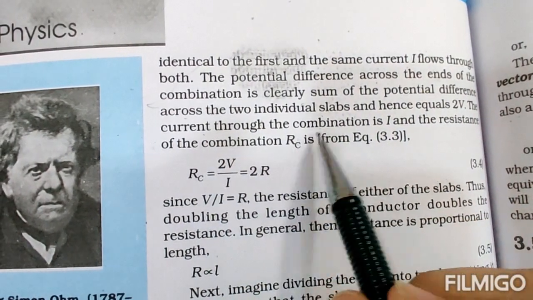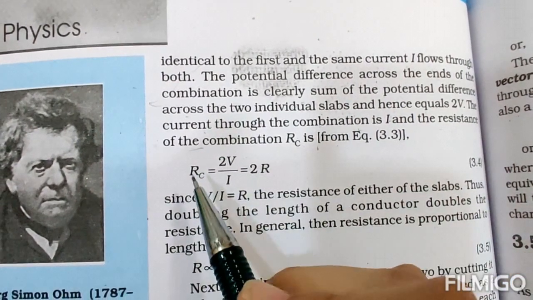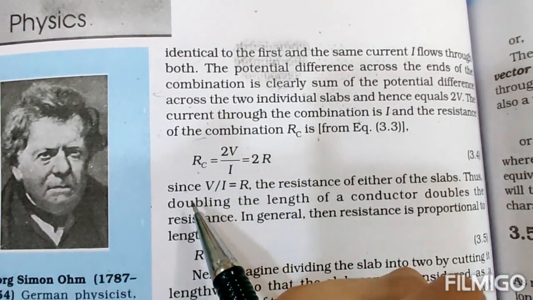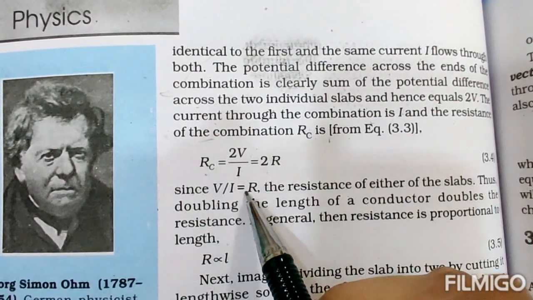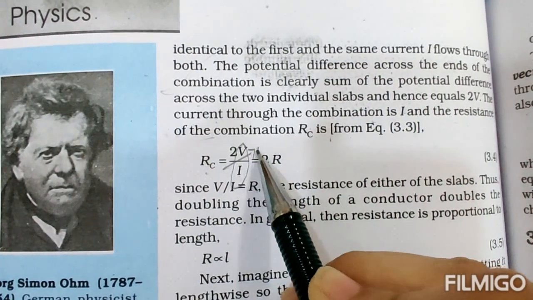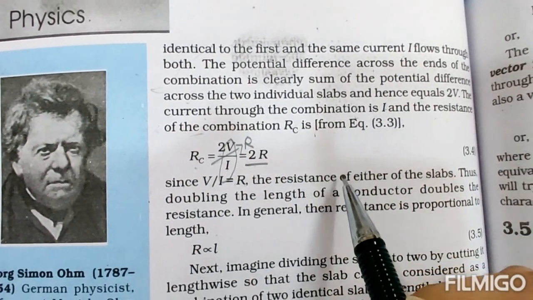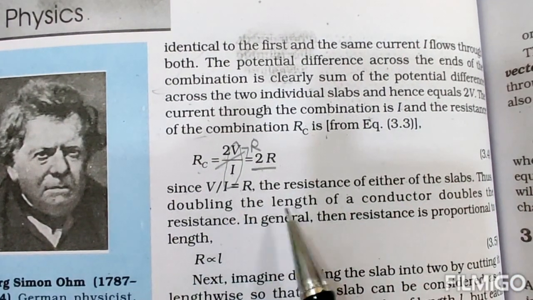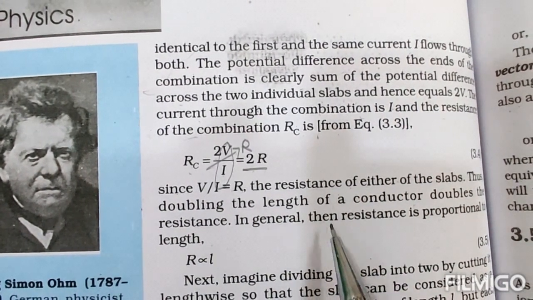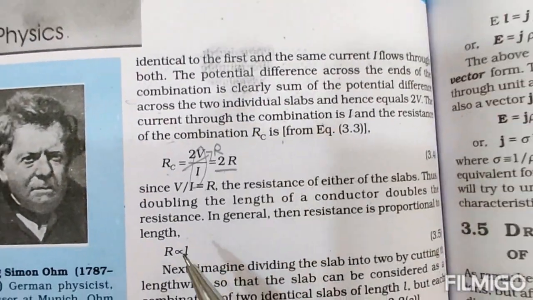The current through the combination is I and the resistance of the combination RC is RC equals 2V by I, which equals 2R, since V by I is represented as R. So the resistance of the combination is twice that of either of the slabs. Thus, doubling the length of a conductor doubles the resistance. In general, then, resistance is proportional to length. R is directly proportional to length.